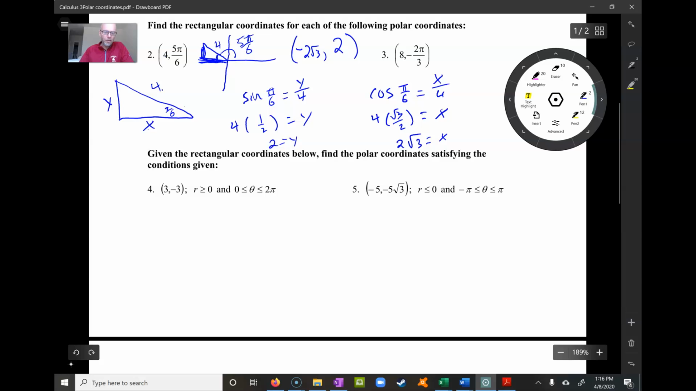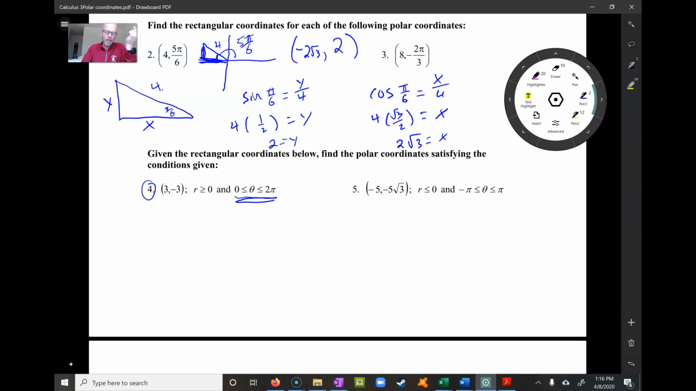Okay, so if we're going to go the other way, we're given rectangular coordinates and we want to switch back to polar coordinates. That would be like, for example, number 4 here. So the first thing that you might have noticed is that it gives you this little range here, because when you think about polar coordinates, because of the nature of spinning around the circle, we can spin around the circle an infinite number of times and end up at the same place if we want to.